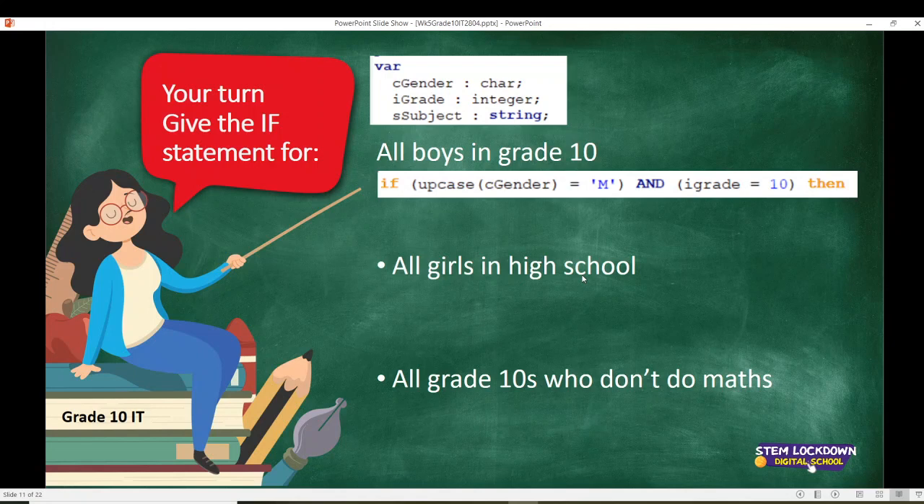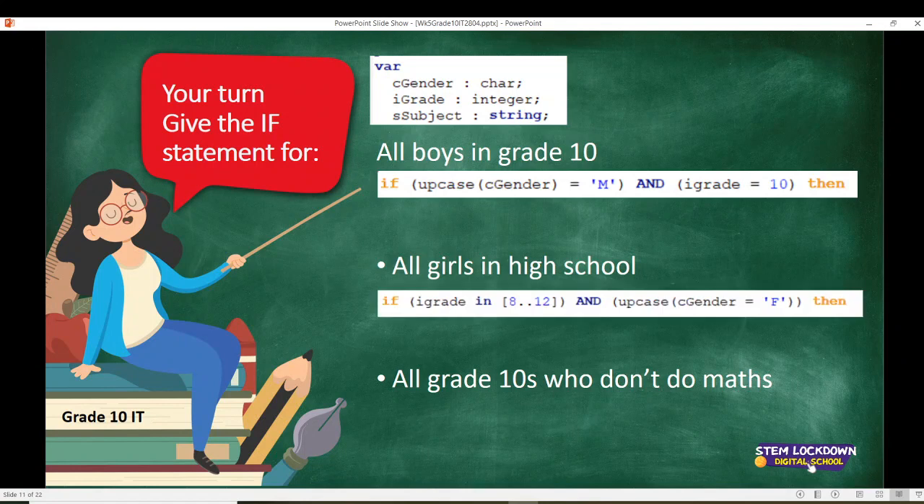Now this one's a little bit more complicated. You need to think, girls is pretty simple, but how do you check using these variables whether somebody is in high school? I'm going to pause for a second so that you have time to hit pause, and then we'll have a look at what the solution should be.